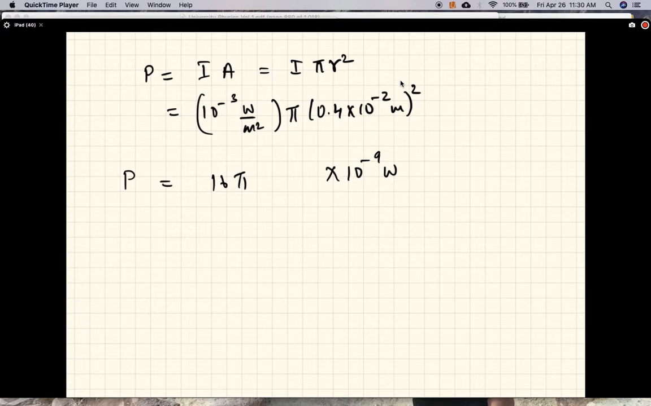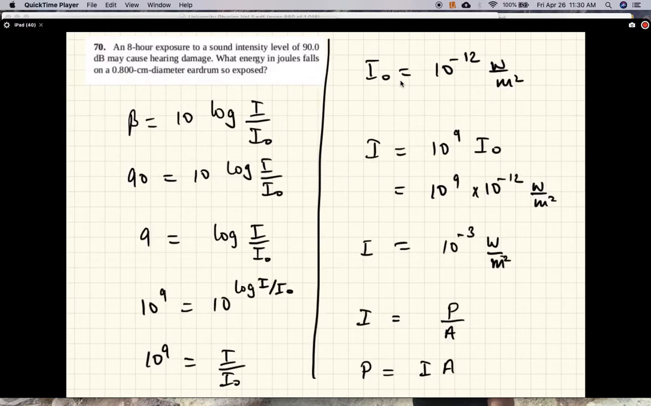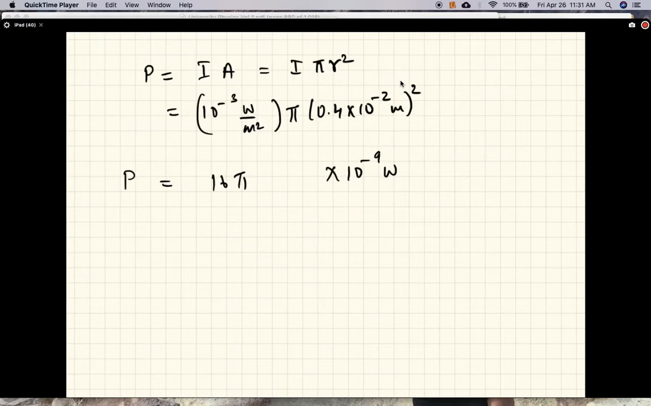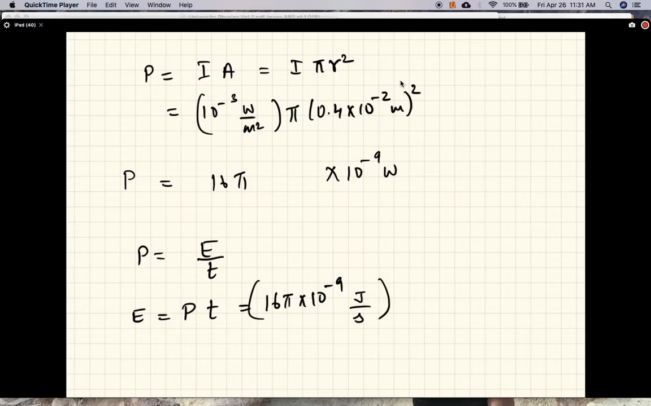Now what the problem asks is what is the energy in joules? What is the energy falling in joules over an 8-hour exposure? So you're hearing this 90 decibel sound for 8 hours, and power is of course energy divided by time. So the total energy that has fallen on this eardrum is 16 pi times 10 to the minus 9 watts, and watts is of course joules per second, times time. 8 hours, 1 hour is 3,600 seconds.